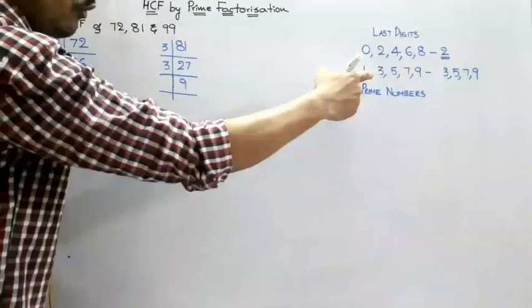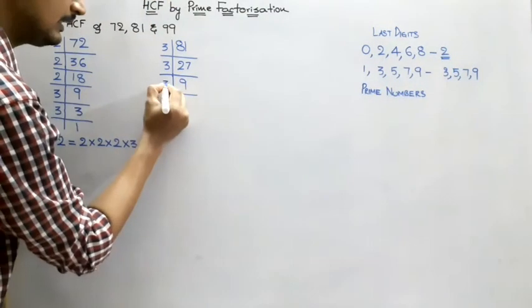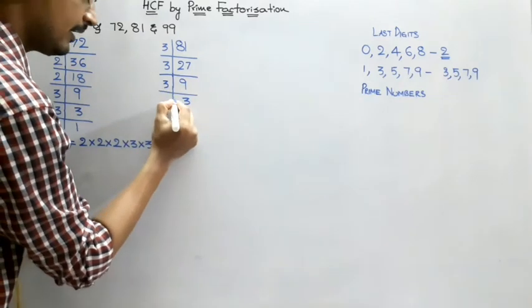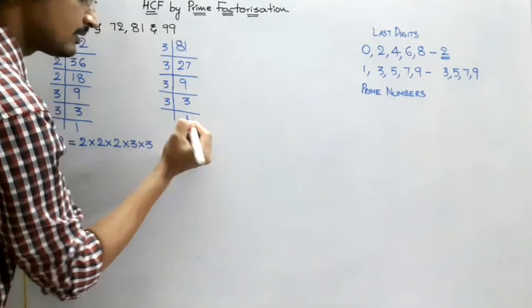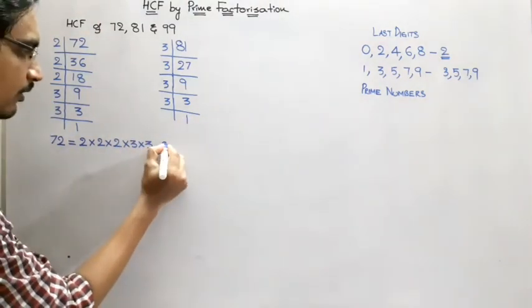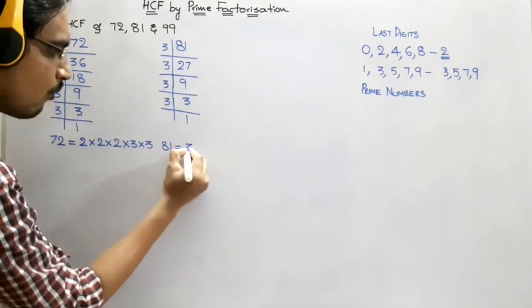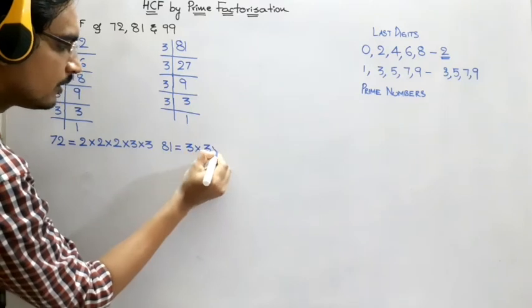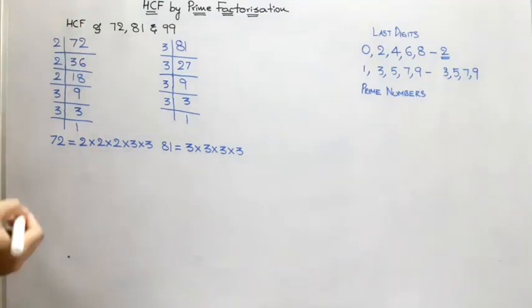Again 9. 9 falls in second group. So, we have to check with 3 table first. 3 3s are 9. And the only thing available is 3 1s are 3. So, how can we write 81 now? 81 is equal to 3 into 3 into 3 into 3. Okay.